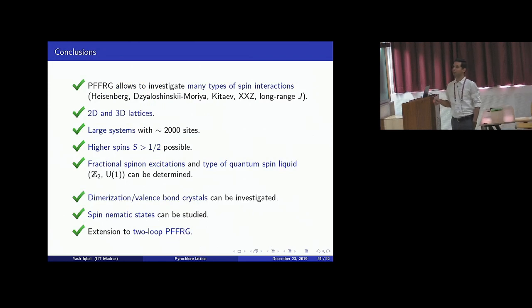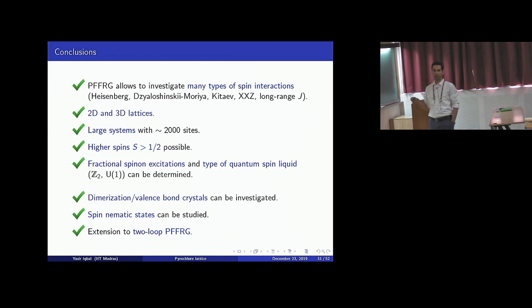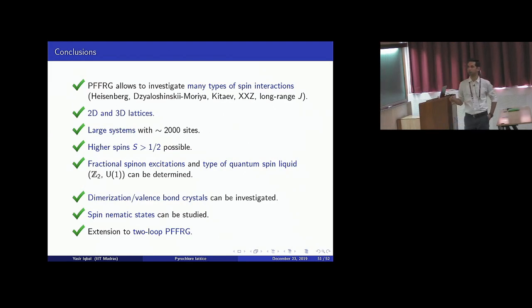So just for the conclusions, the FRG allows you to investigate many types of two-body spin interactions: Heisenberg, Dzyaloshinskii-Moriya, Kitaev, XXZ, long range. So it's a very flexible approach as far as studying these two-spin interaction Hamiltonians is concerned. You can do 2D and 3D lattices, and you can go up to very large system sizes, so you get some reliable estimates of the thermodynamic limit. Higher spins are possible. We are now also able to characterize the nature of the low energy gauge theory. So you can combine this with the projective symmetry group classification of Ansätze. You take the FRG low energy vertex and self-consistently solve the mean field equations and try to get some insights, whether it's a U1 spin liquid or Z2.